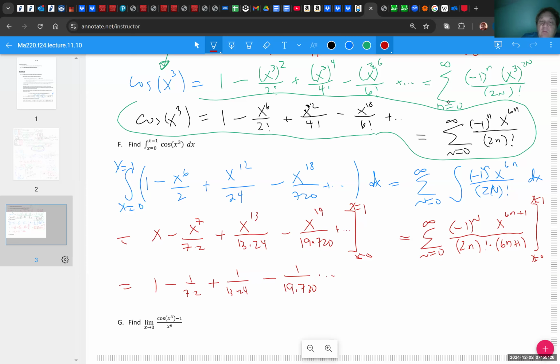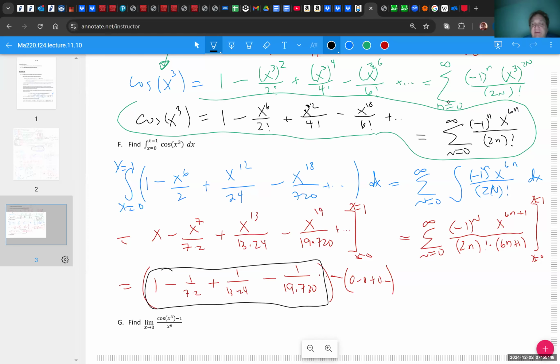So that's when I plug in 1, and then I subtract when I plug in 0. But you notice when I plug in 0, all these things are 0. 0 minus 0 plus 0, and so on. Right? So I just get this thing right here. I'm running out of room, so I'll just box it here. This is the answer, plus dot, dot, dot, for the area under the cosine x cubed between x equals 0 and x equals 1.